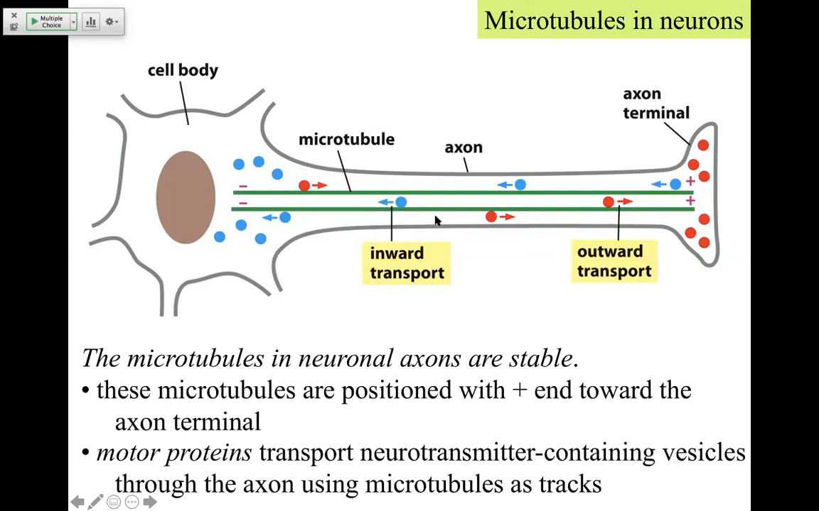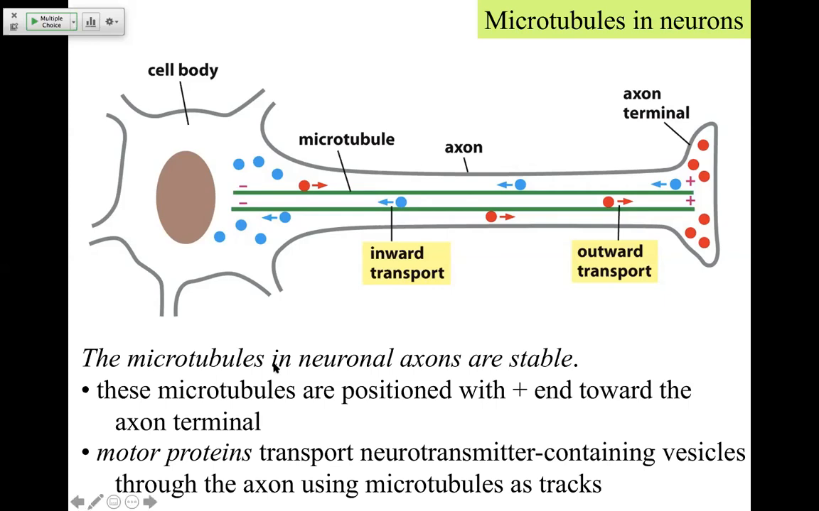Note that the motor proteins actually move these vesicles fairly slowly. It could take maybe a day, maybe even a week, for a secretory vesicle to travel down a track to get to the end of a very long axon. But that still would be faster than just simple diffusion of these vesicles throughout the cytoplasm.